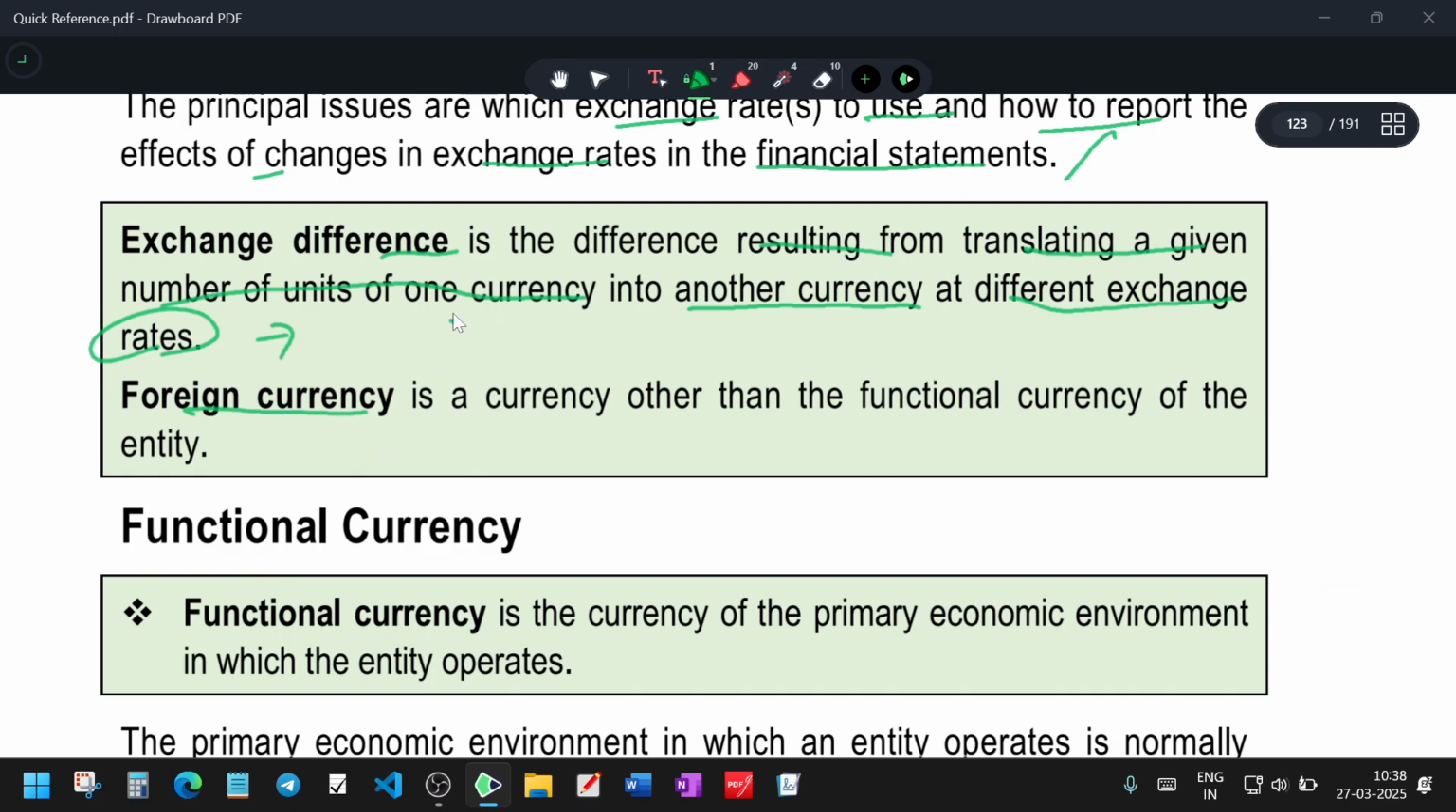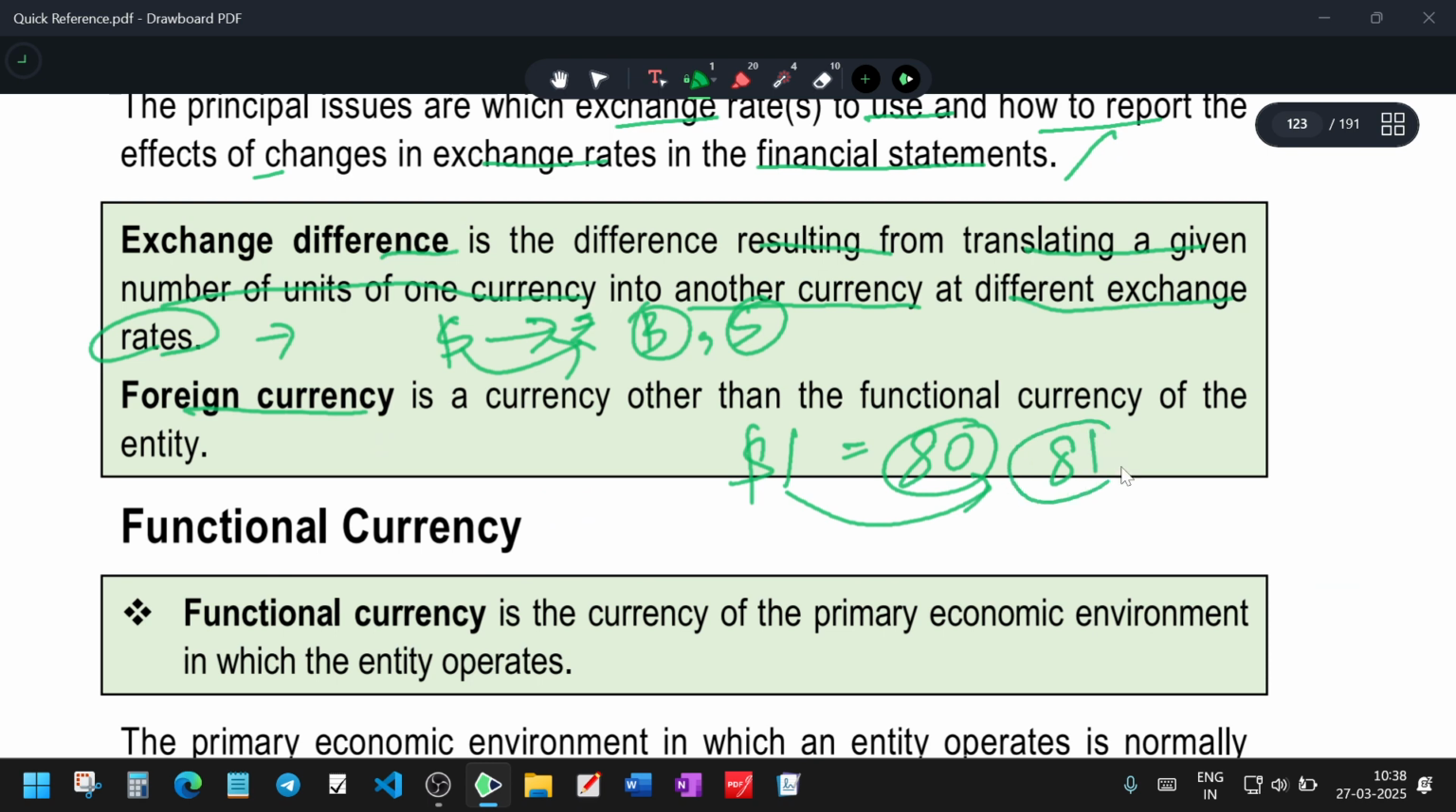Usually, when you convert dollars into rupees, there are two rates. What are they? A buying rate and a selling rate. Sir, I want to buy dollars. For example, $1 is equal to 80 rupees. If I want to buy it, I have to pay 81 rupees. If I want to sell it, I will sell it at 79. Why? The selling rate is always less, the buying rate is high. You want to buy something, you pay something extra. If you want to sell something, I will take something out of it, such as a commission of 1%. This is the foreign currency difference.